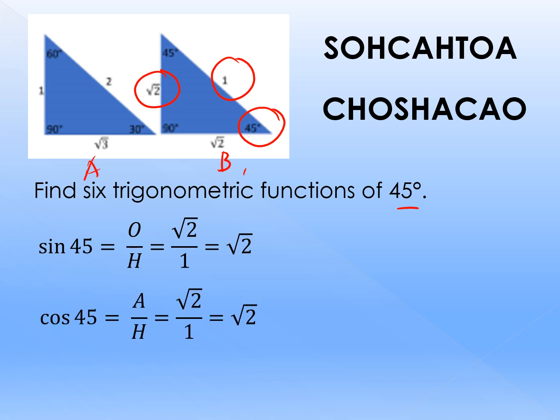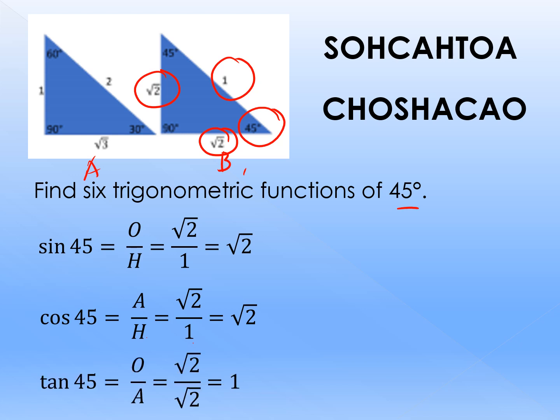Let's find cosine 45 degrees. Cosine 45 degrees is equal to adjacent over hypotenuse. Now, the measurement of the side adjacent to 45 degrees is square root of 2. So instead of writing A, we're going to write square root of 2. And instead of writing H, we're going to write 1. Thus, square root of 2 over 1 is equal to square root of 2.